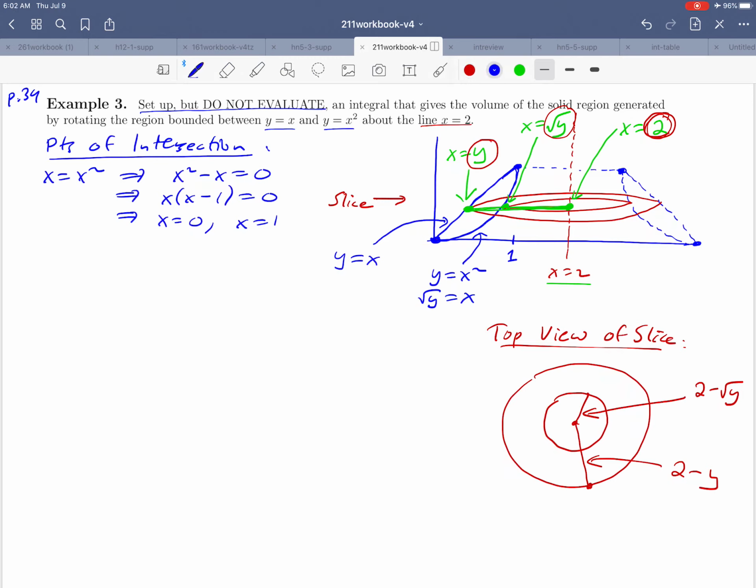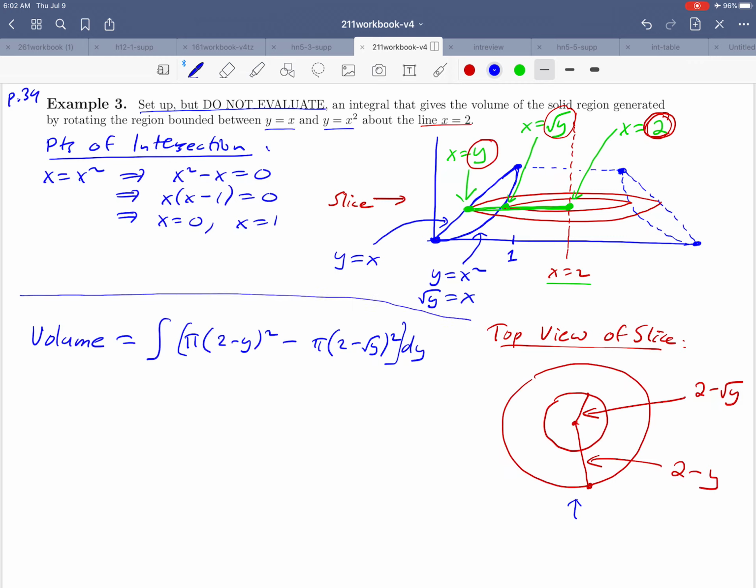Okay, and we are ready then to write down a volume integral. So we're going to get the integral of the area, and remember we're talking about the area of this washer here, so we're going to take pi times the outer radius squared, that's the area of the bigger circle, minus pi times the inner radius squared. This is getting a little cluttered, so let me just separate that a little bit.